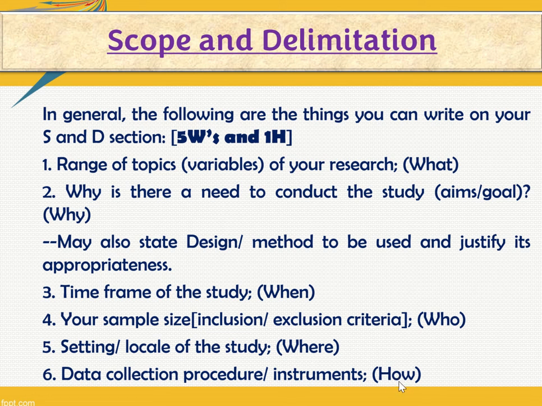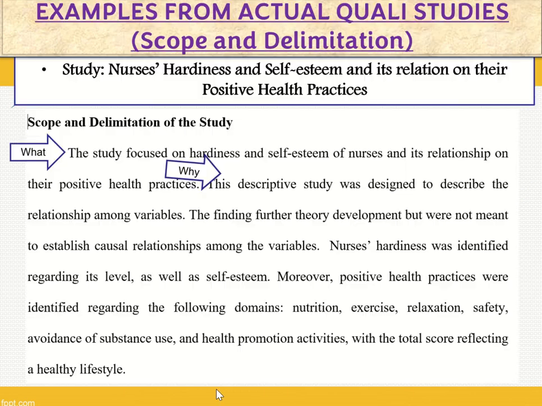And then our 1H, H is how, meaning the data collection procedure or the instruments that you intend to use. And this is now our format for our scope and delimitation. So this is from our previous example. Student hardiness and self-esteem and its relation under positive health practice. This is also a quantitative study, no? Quanti pa rin siya. So again, another subheading, which is scope and delimitation of the study.